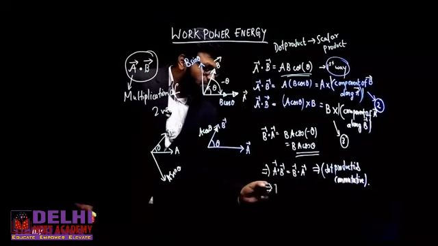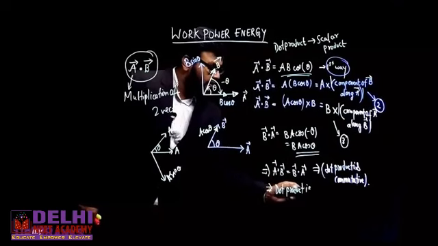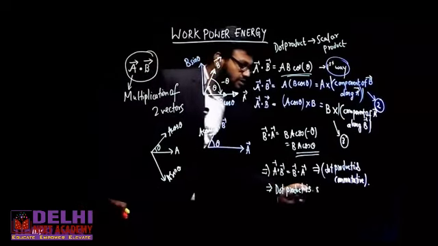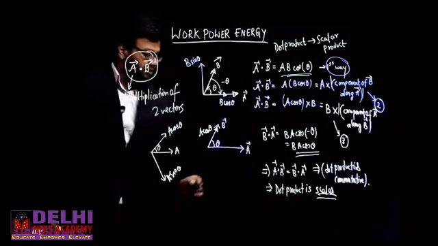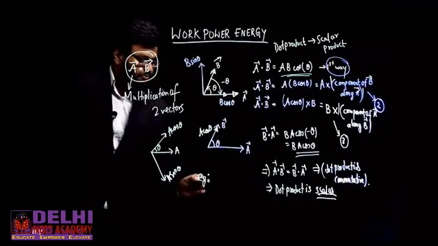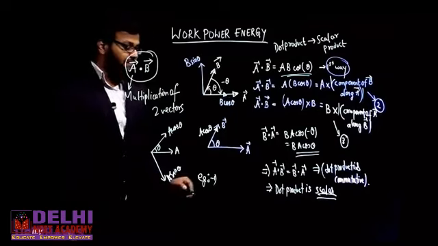So dot product is a scalar quantity. The result of dot product is a scalar. So this is the second point. Now for examples, I can give many examples. Let us discuss the commonly used examples.